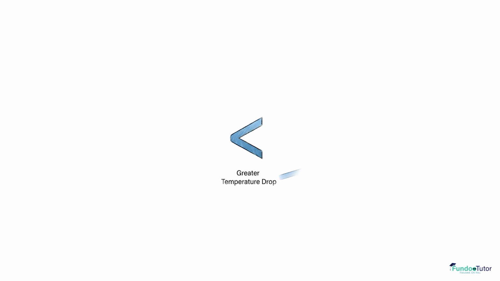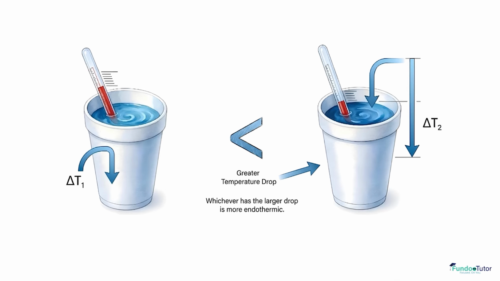And for our final analysis step, we just compare the results. We take the temperature change from the first reaction, delta T1, and we put it side by side with the temperature change from the second reaction, delta T2. Whichever reaction has the bigger value for delta T is the one that caused the larger temperature drop. That means it's the more endothermic reaction.